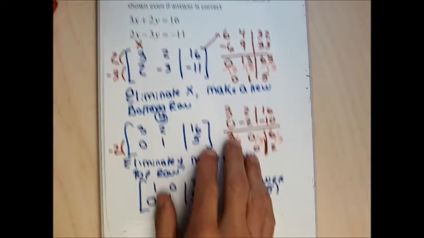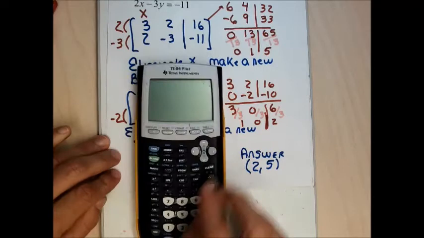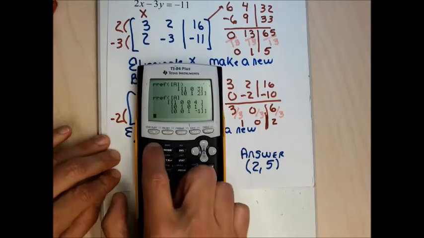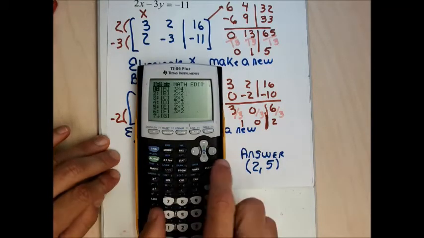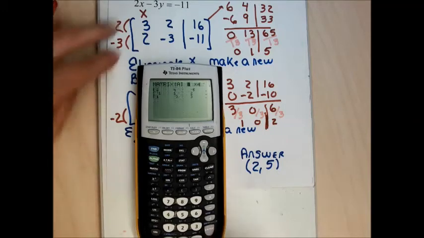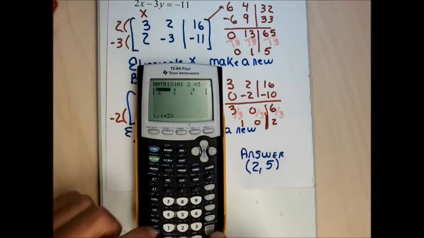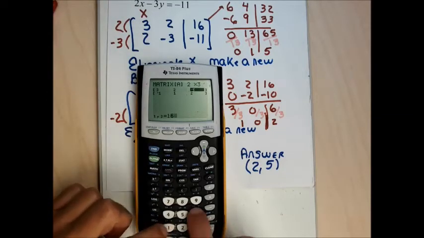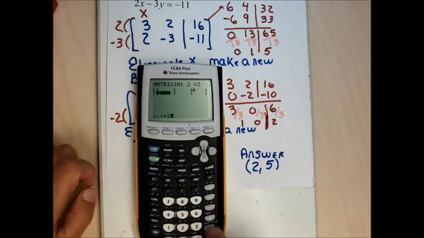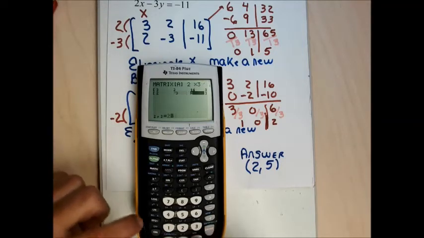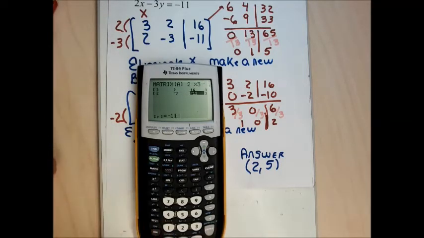So real quickly, to make sure 2, 5 is the right answer, I do second matrix over to edit. This has 2 rows and 3 columns, so I type 2 and hit enter, 3 and hit enter. The top row is 3, enter, 2, enter, 16, enter. Bottom row is 2, enter, negative 3, enter, negative 11, enter.